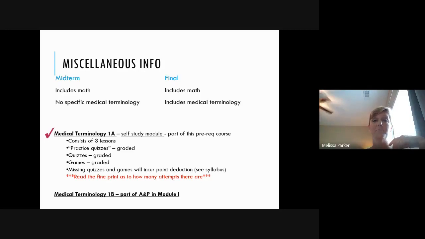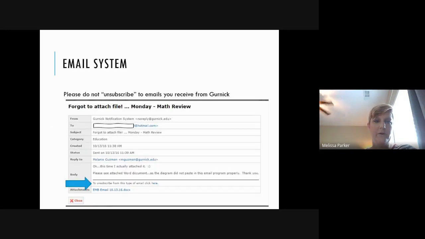There's a separate midterm now for your medical terminology that's part of your class, and it's under the midterm tab, which you can't see just yet because it's not time for the midterm. Just ignore the rest about the medical terminology. Your final will have math, and it will also have medical terminology as well. You also need to remember that in order to move forward in the core program, you have to have an 80% or higher.